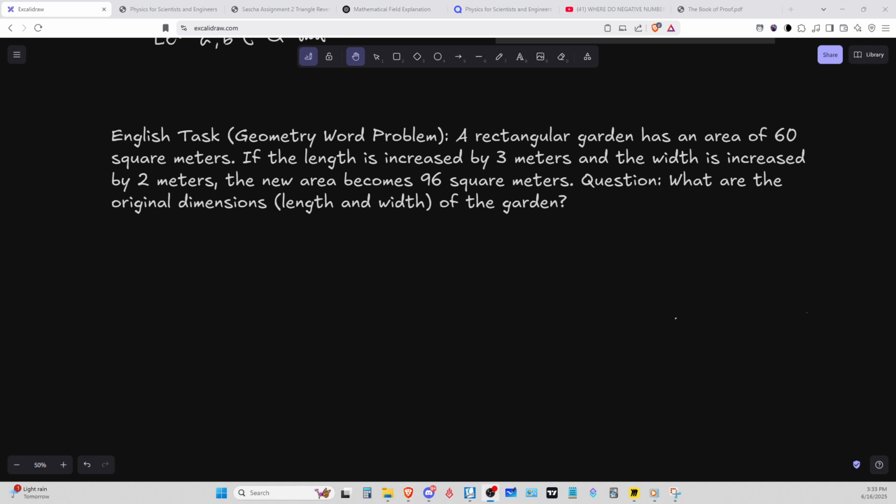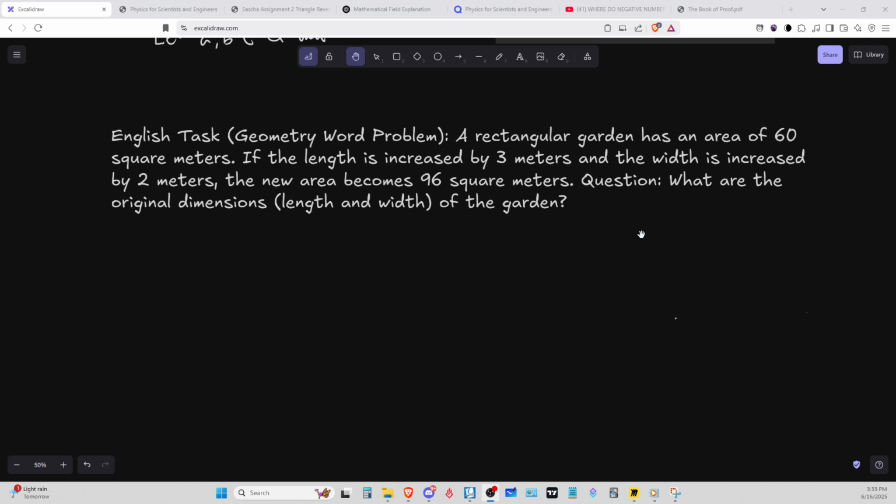I have just one tiny problem. Okay, let's see. A rectangular garden has an area of 60 square meters. If the length is increased by 3 meters and the width is increased by 2 meters, the new area becomes 96 square meters. Question: what are the original dimensions, length and width, of the garden? Okay.